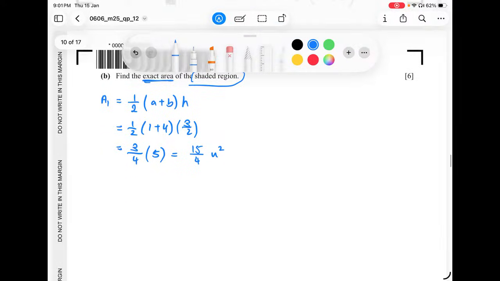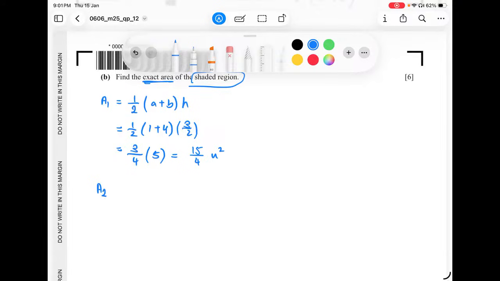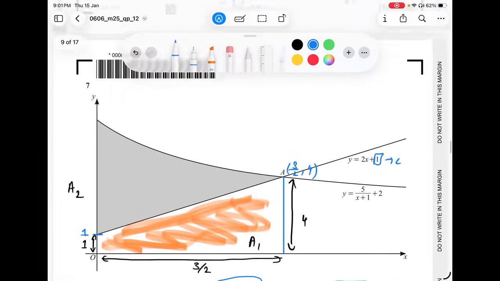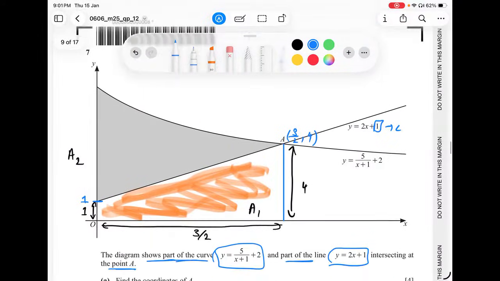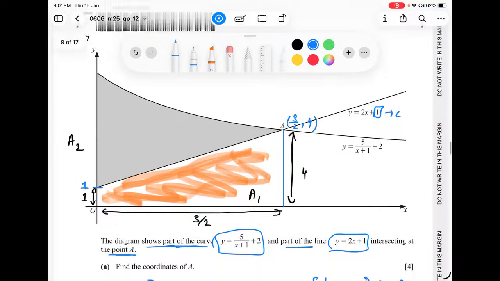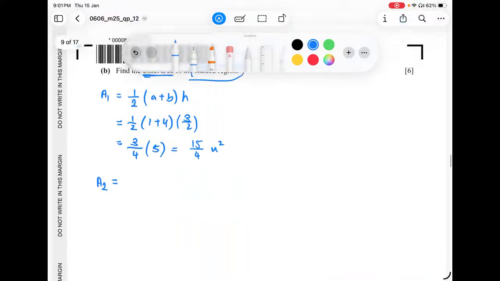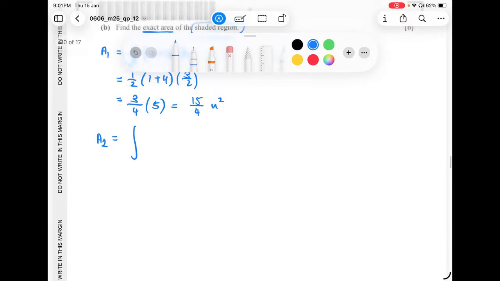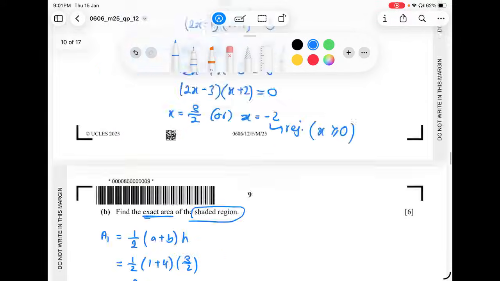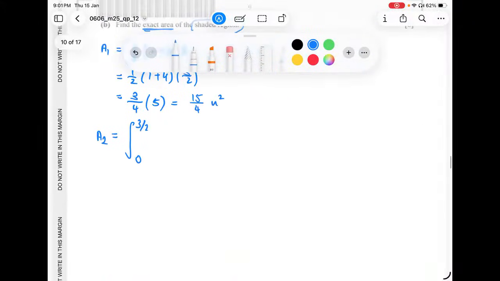Now from here we will find area 2. Area 2 is the area under the curve, so you need to use integration to find that. What is your limit, from which to which? It's basically from x equal to 0 to x equal to 3 by 2. So you use definite integrals here: the definite integral from 0 to 3 by 2, and the equation should be 5 over x plus 1.